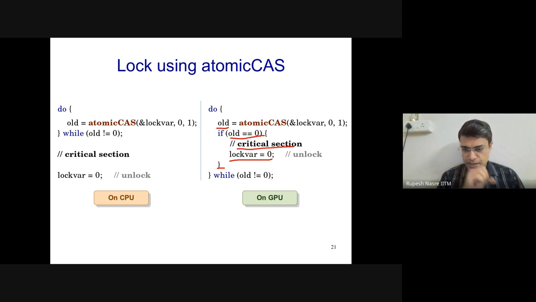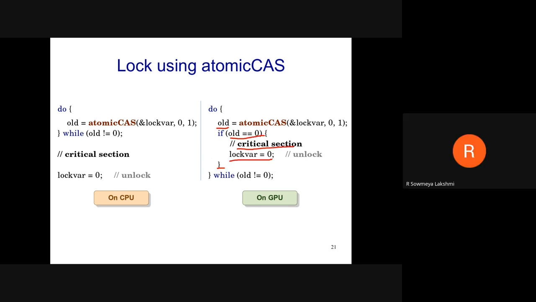Any questions on this? Is this problem understood? Sir, whichever thread gets the lock will update the lock, so the lock is put to zero again. Sir, I did not understand why exactly it will stop at 32. Can you explain that once?